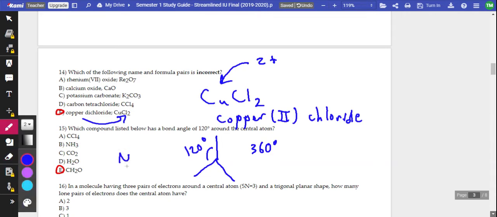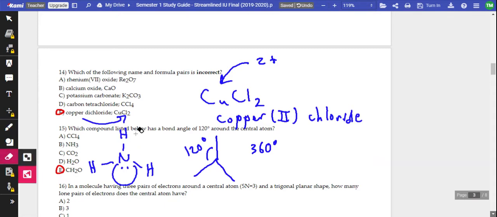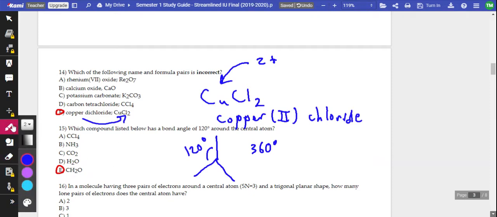NH3 may have 3 things bonded to it, but it also has a lone pair of electrons. It's got to have its own spot. That's 4 electron domains. Not what we need. We need only 3 electron domains for this bond angle of 120 degrees.